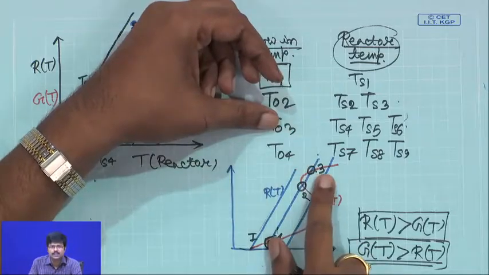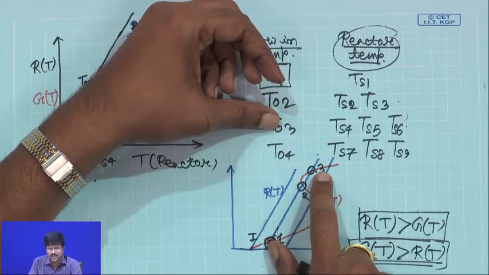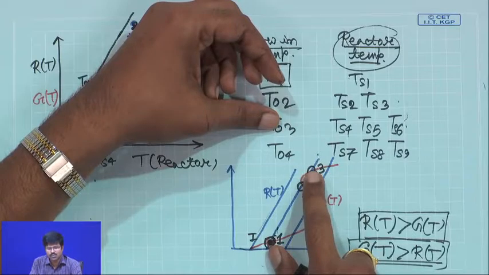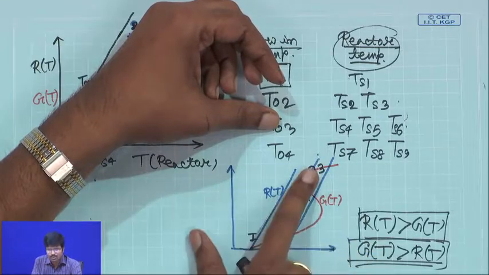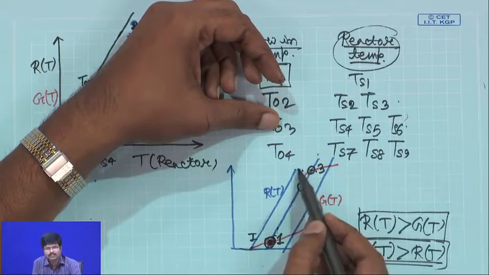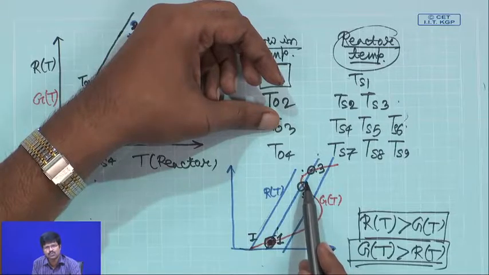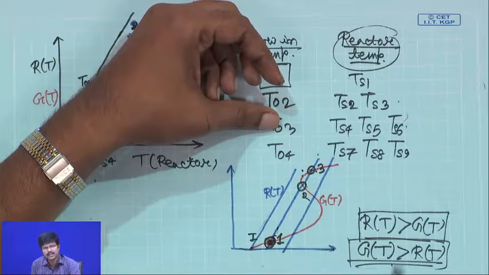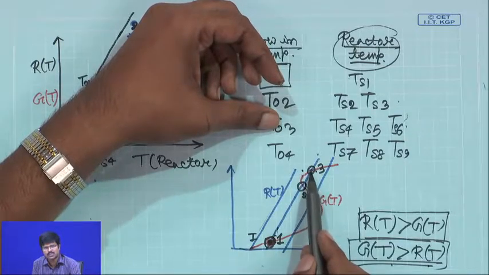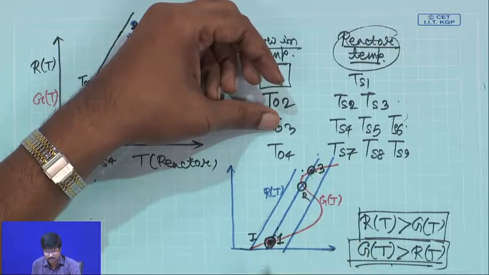You heat up a little bit. Now the heat generation curve is at a lower position than the heat removal curve, which is the blue curve. So the reactor will cool off and it will come back to this point. If you cool down a little bit, then from this point you come to this side a little bit. Once you have come to this side, your red curve is at a higher position than the blue curve. That means your rate of heat generation is higher than the rate of heat removal. So your reactor will heat up and it will come back to this position. So this point is also a stable steady state.